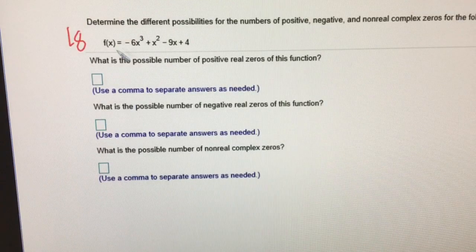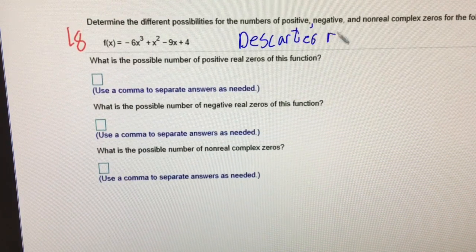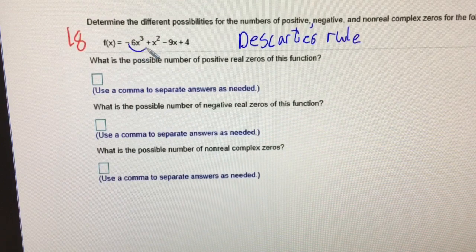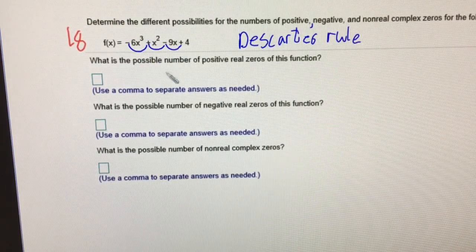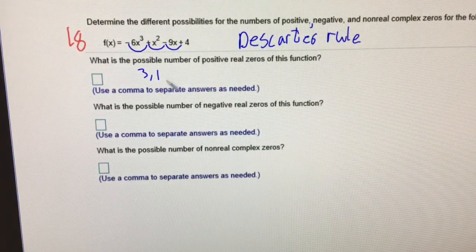Possible number of positive real zeros. This is called Descartes' rule of signs. And all we do is count sign changes. Notice there's one sign change from there to there. There's one sign change from there to there. That is two sign changes. So that is 3 or 1 possible positive real roots. The reason it goes down by 2s is because you can only have 2 non-real roots.